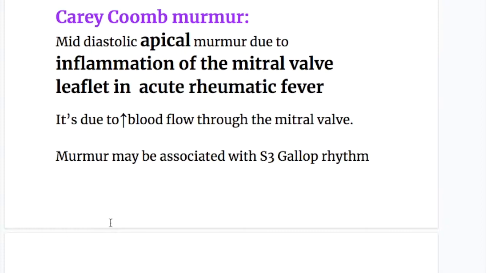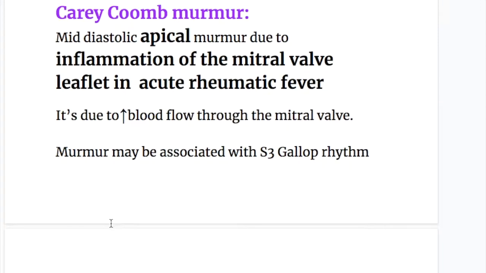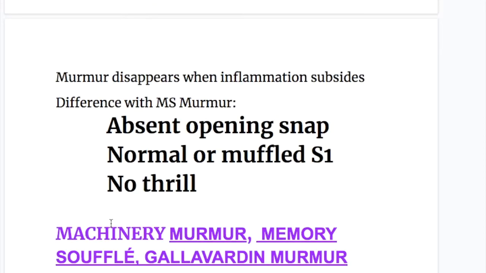So Carey Coombs murmur on the apex is due to mitral valve leaflet inflammation in acute rheumatic fever. The murmur disappears when inflammation subsides. How do you differentiate Carey Coombs murmur from mitral stenosis murmur? There is absent opening snap, normal or muffled S1, and no thrill in Carey Coombs murmur.